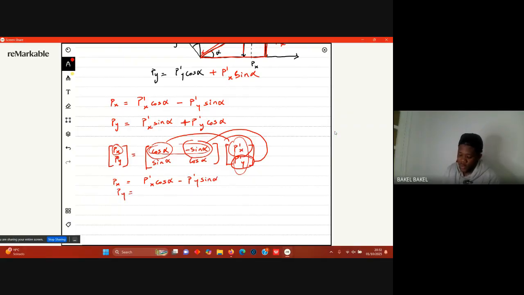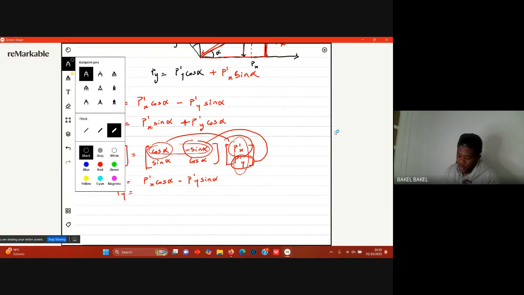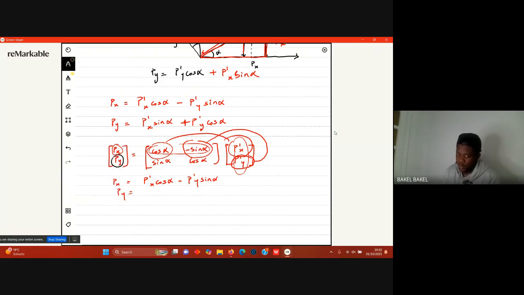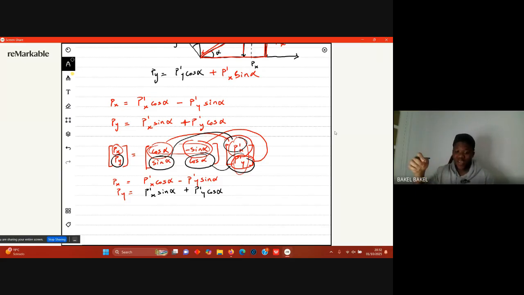Py, let me use another color, is sine multiplied by the first value and then the cos and then the second value. So it's P prime X sine alpha plus P prime Y cos alpha. It's the same thing. But the trick is in decomposing it, using your brain to reverse engineer it. And then this is what we need. Why? Because I'll tell you why.